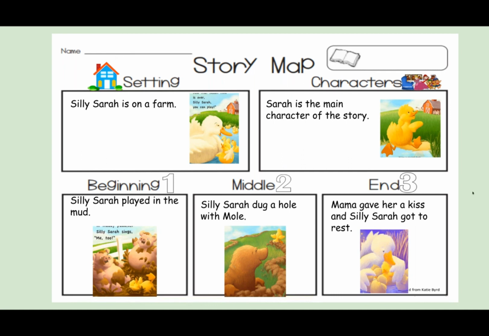Now it is your turn. Fill out your story map for Silly Sarah and tell another person in your family about the story that happened.